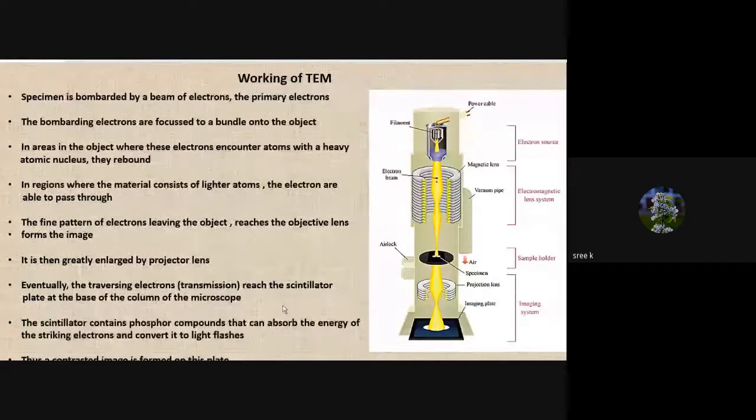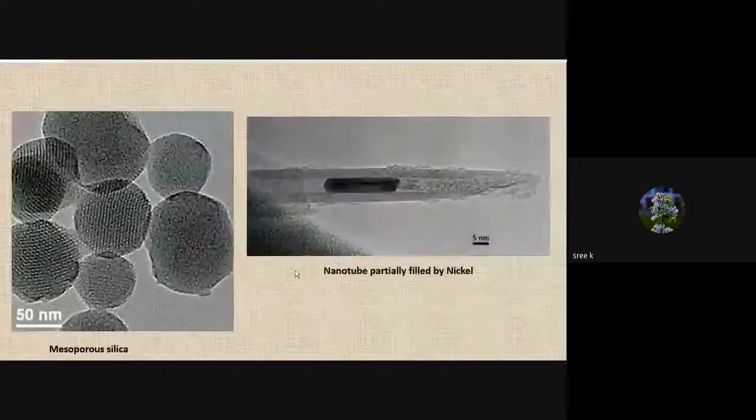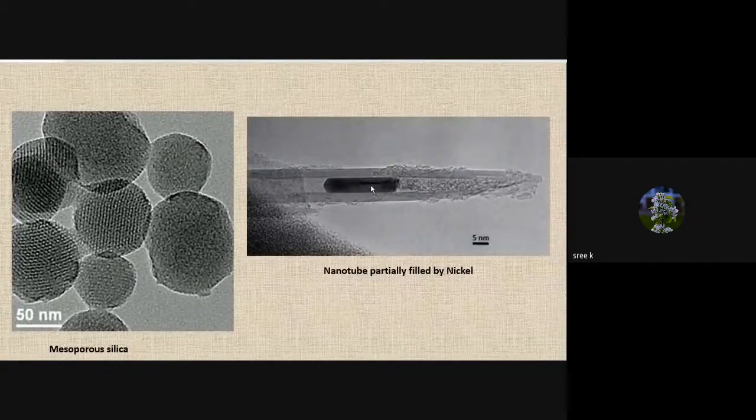So here you have very high voltage or high energy electrons, which actually pass through the sample and give you the information. So you have different contrasts, where you have dark areas where some of the electrons are scattered back, and some of the electrons pass through the sample, where you can get the dark images. And you have the nanotube, this is the nanotube, and you have nickel inside. So detailed information of the material can be achieved by transmission electron microscopy, much better than scanning electron microscopy.